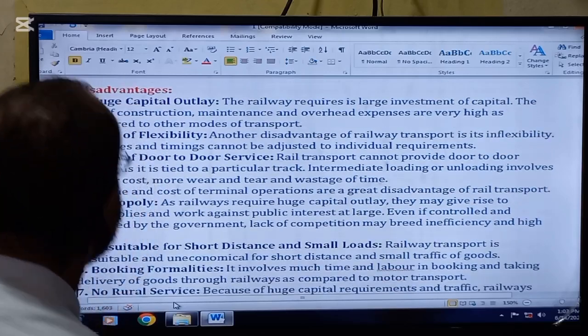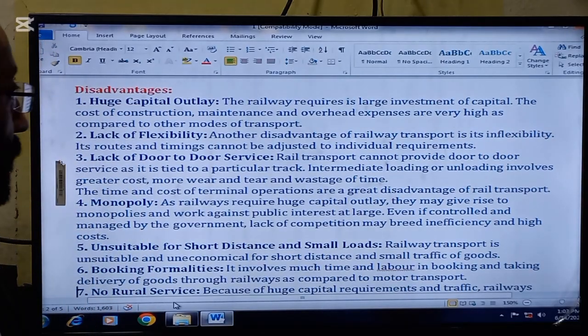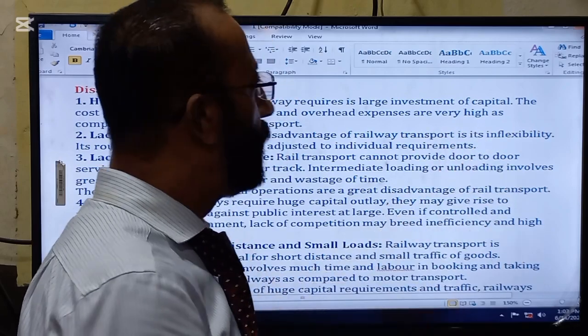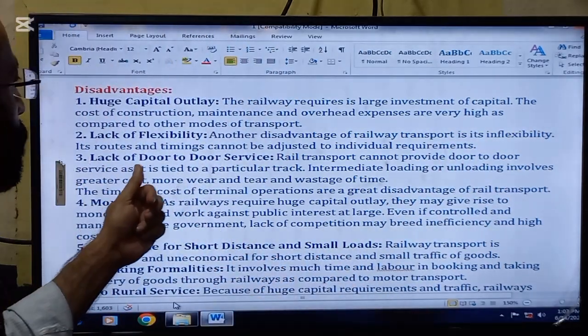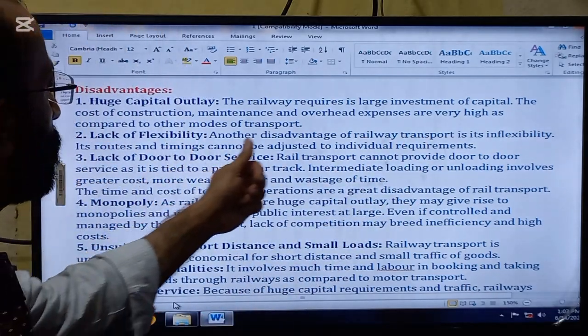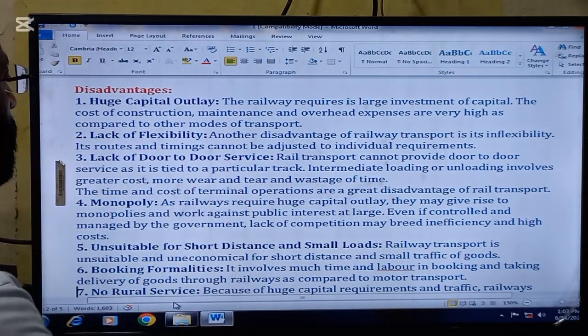The disadvantages are, first, huge capital outlay. The railways require a large investment of capital. The cost of construction, maintenance and overhead expenses are very high as compared to other modes of transport. So this is the first disadvantage.